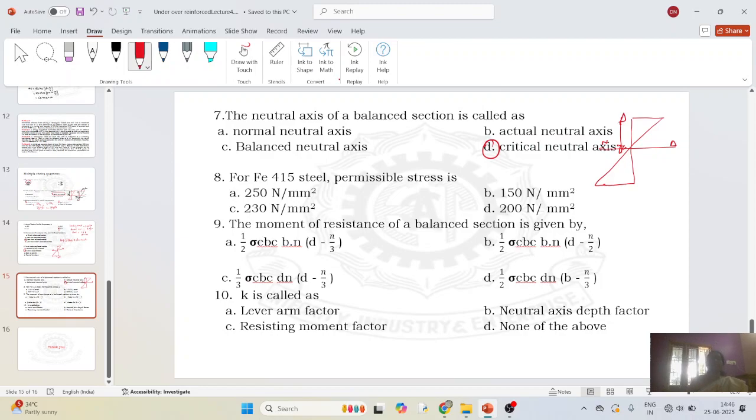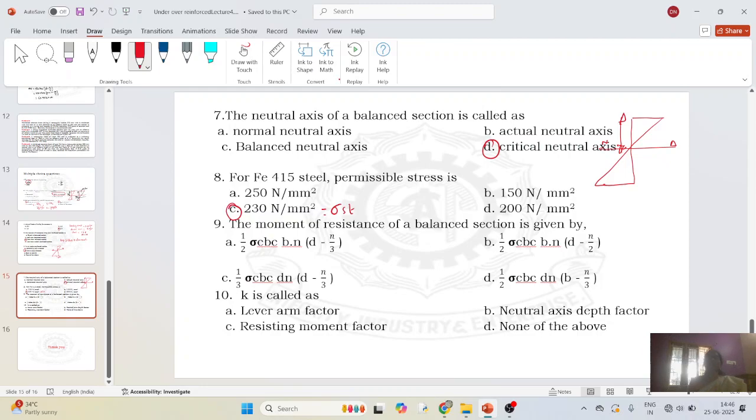For Fe 415 steel, the permissible stress options are 250 megapascal, 150 megapascal, 230 and 200 megapascals. We have already discussed and referred from the table, page number 82, the sigma ST value is 230 up to 20 mm, and for more than 20 mm also sigma ST is the same value. So this is the right answer.